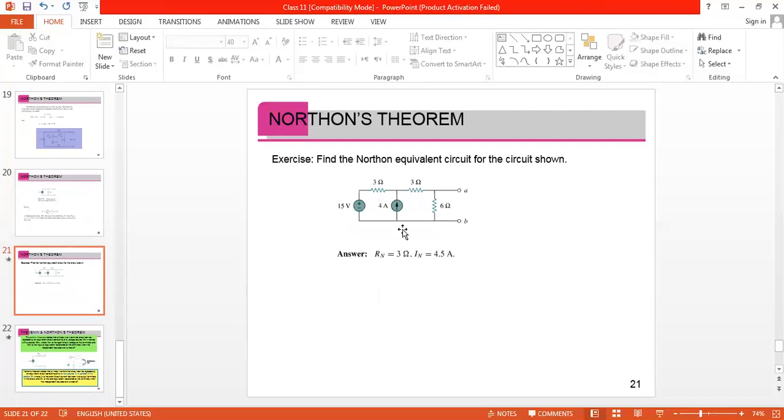This is your homework. You have to find IN and RN in this circuit, and you have to draw an equivalent Norton circuit. Just go through it, and I would suggest you to solve a few more examples from other sources too. If you have any problem, you can ask me.